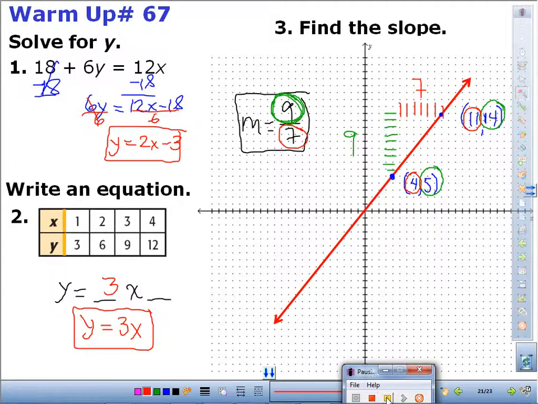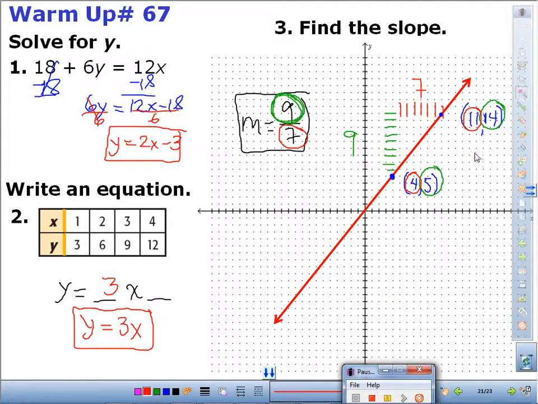What's happening? All right. Who saw that we subtracted 14 from 5 to get 9? And who saw that we subtracted 11 from 4 to get 7? So basically, guys, everybody look up. We subtracted 2 numbers to get the numerator and 2 numbers to get the denominator. What 2 numbers did we subtract at the top? The 2 y values, didn't we? And what values did we subtract to get the 7? The 2 x values, right?